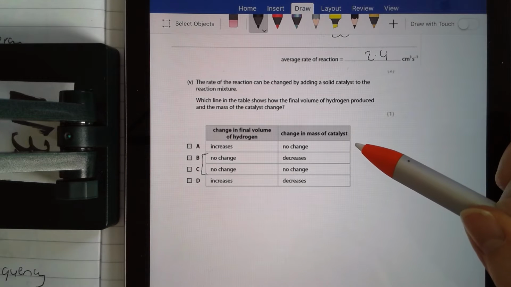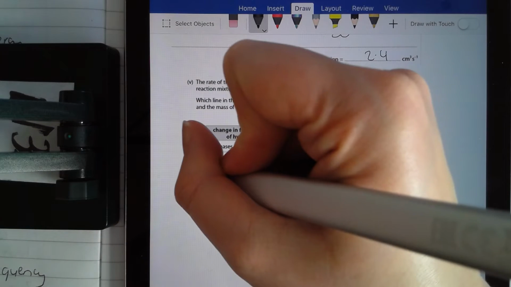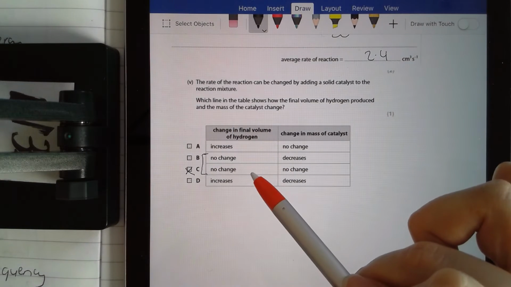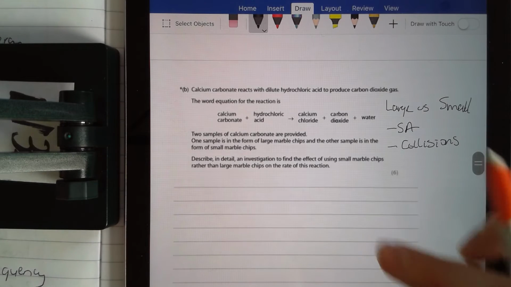Then we're looking at the changes to the mass of the catalyst. Does the catalyst get used up during the reaction? The answer is no, which means my answer is going to be C. No change in the volume of hydrogen, no change in the mass of the catalyst.